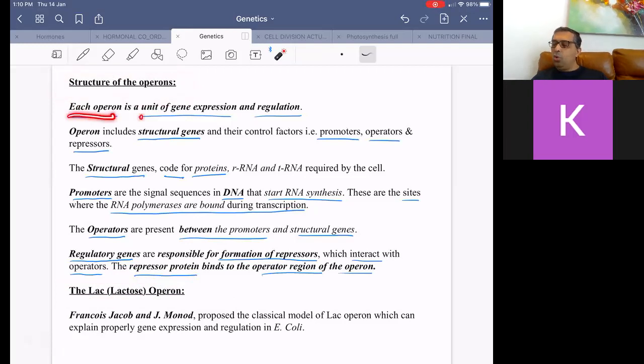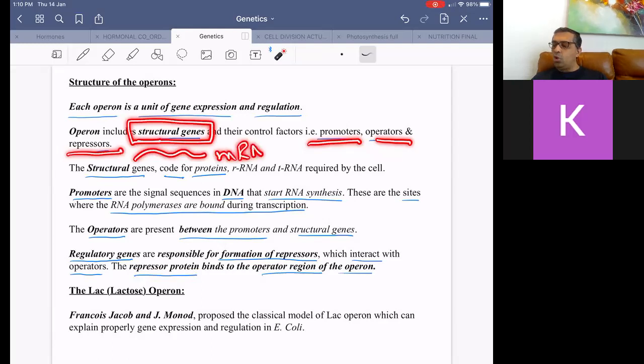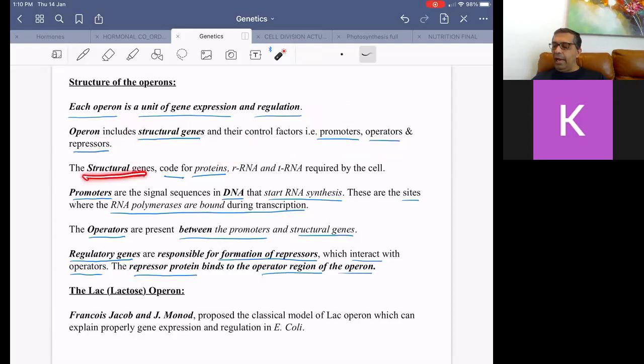An operon is a unit of gene expression and regulation. An operon includes structural genes, and along with structural genes, genes called promoters, operators, and repressor. तो जो मेन जीन होता है, the main gene which will produce an mRNA, is called a structural gene. एंड इस जीन को कंट्रोल करने के लिए there are genes called promoters, there are genes called operators, and genes called repressor. The structural gene codes for a protein. Structural gene forms mRNA. mRNA forms the protein.